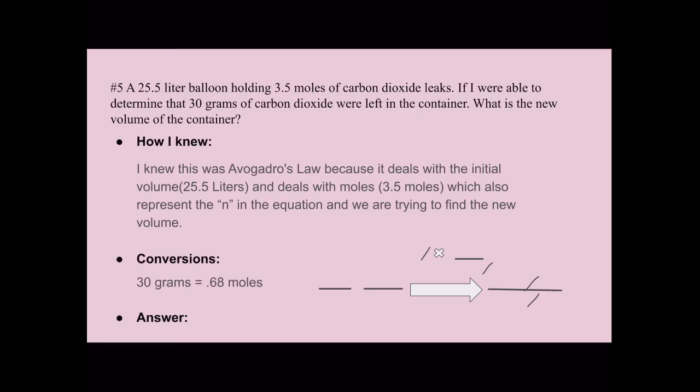To solve this problem, you use the equation V1 divided by N1 equals V2 divided by N2, and plug in 25.5 liters for initial volume and 3.5 moles for the initial moles. Then on the other side of the equation, put a question mark for the volume after the leakage, because that is what we are finding, and then 0.68 moles for the moles after leakage. After solving, the moles would be canceled out, leaving you with the answer of 4.95 liters.